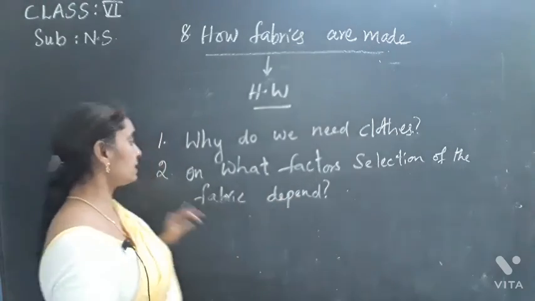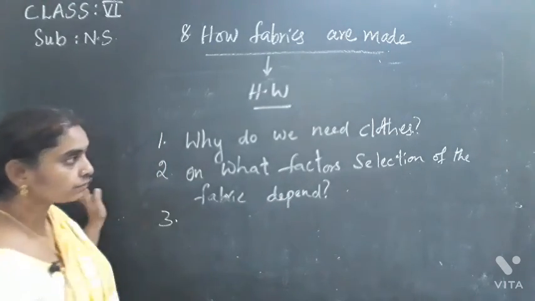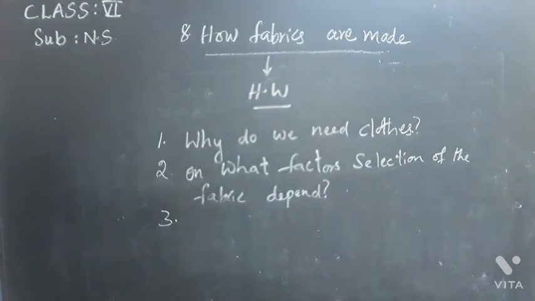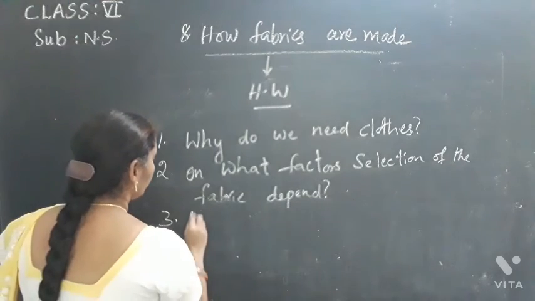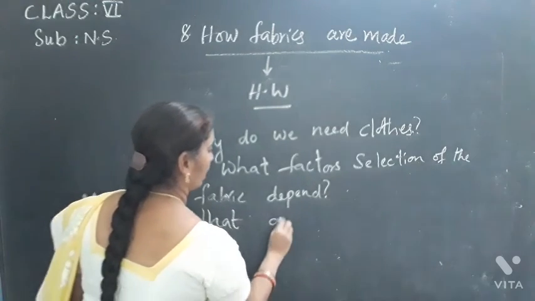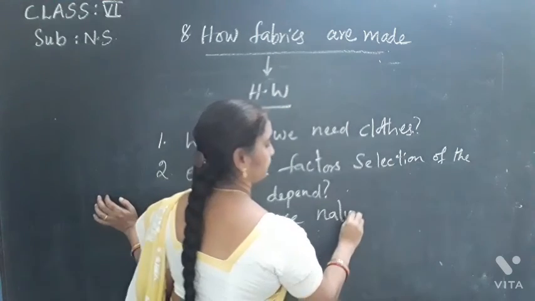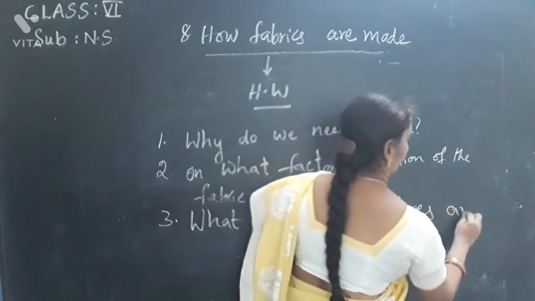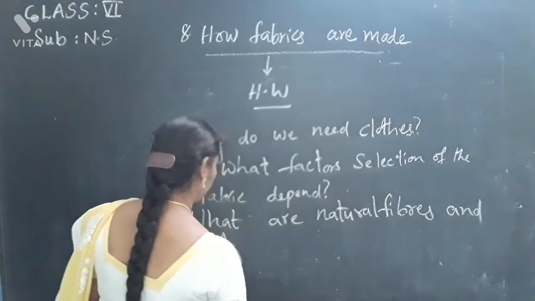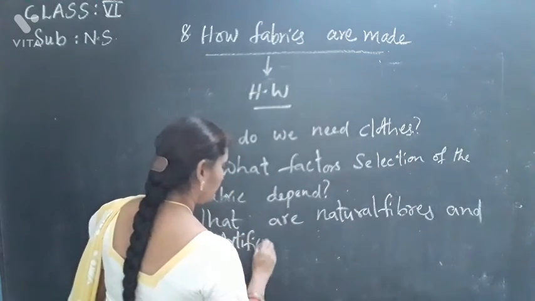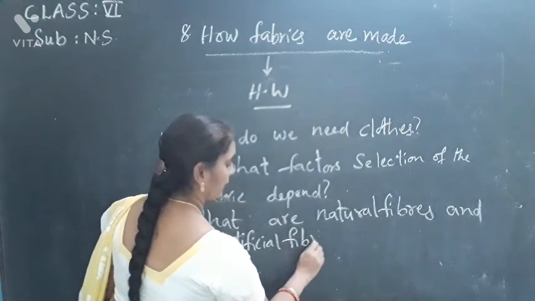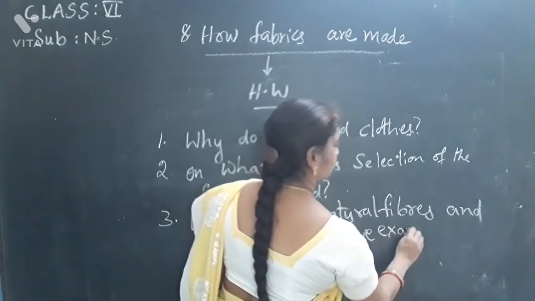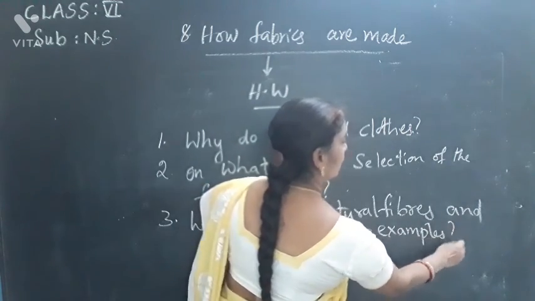Okay children, and next, the third question is here. Now note down, I'll tell you. What are natural fibers and artificial fibers? Give examples. So what are natural fibers?